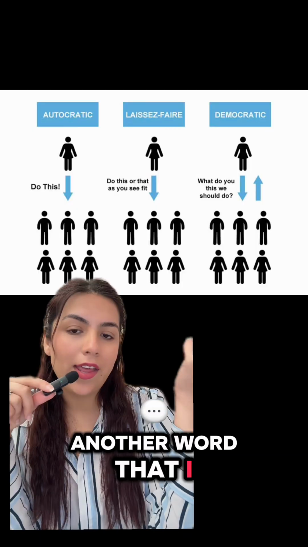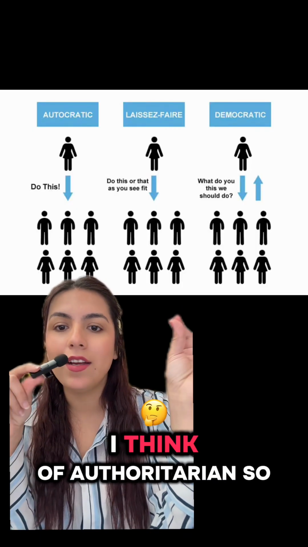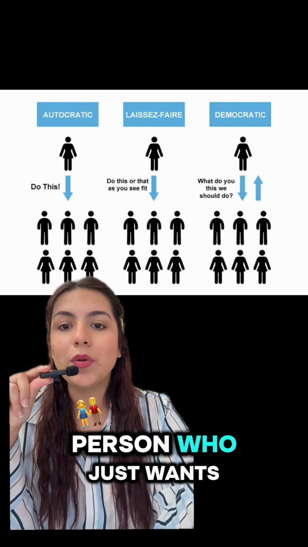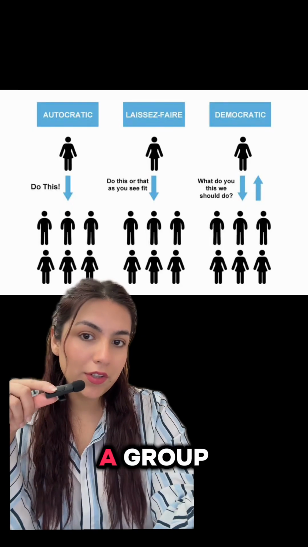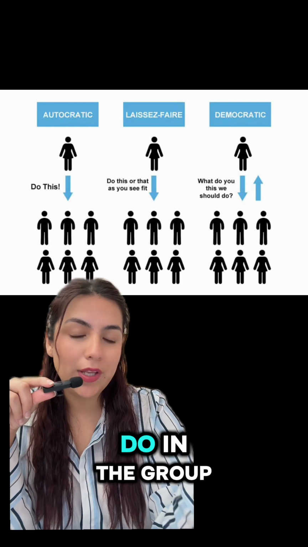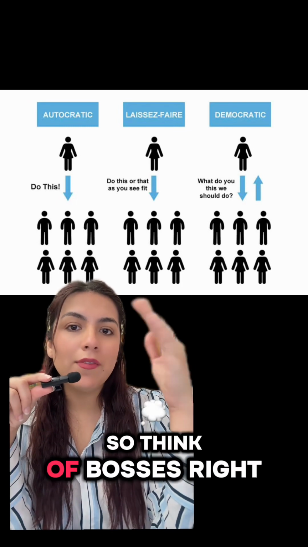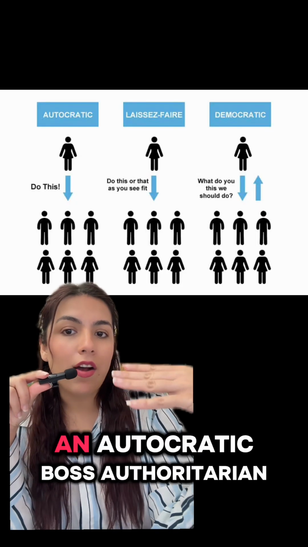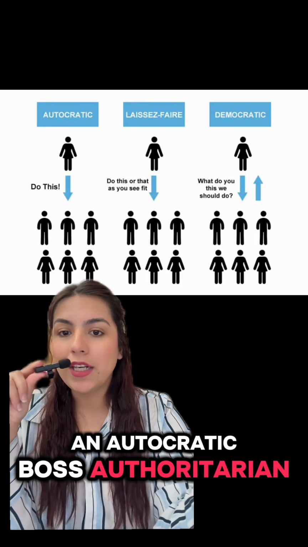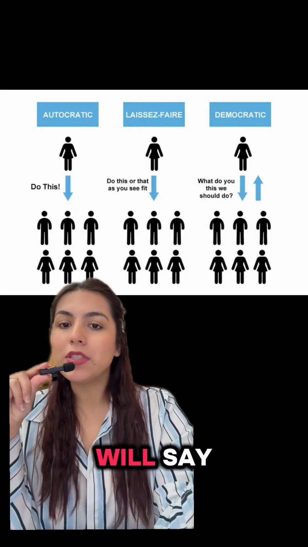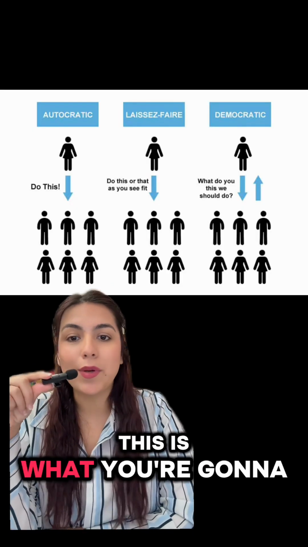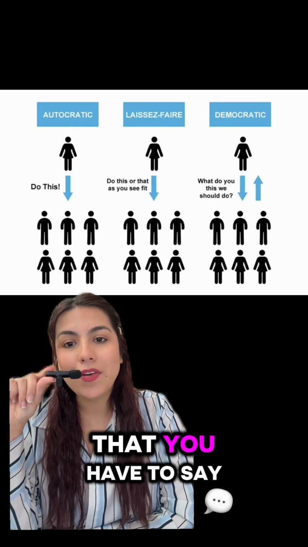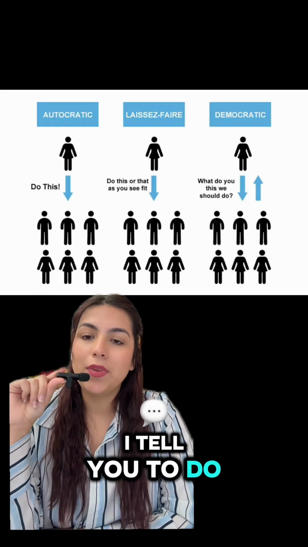Another word that I think of when I think of autocratic is authoritarian. So this is a person who just wants to be the leader of a group and tell them what to do. So think of bosses, right? Where would your boss fall into this? An autocratic, authoritarian boss is just the type of boss who will say, okay, everybody, this is what you're going to get done. I don't care for your opinions or anything that you have to say. Just go do what I tell you to do.